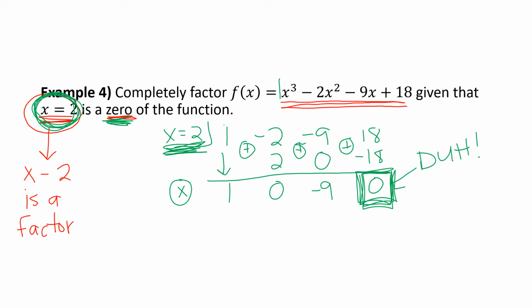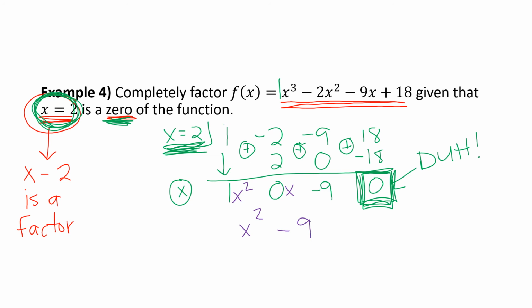Now, what I need to do is factor. So I'm looking at what's left over here. The remainder was 0. The negative 9 is our constant. So that means this gets an x, and here we have x squared. So really what I'm looking at is x squared minus 9.